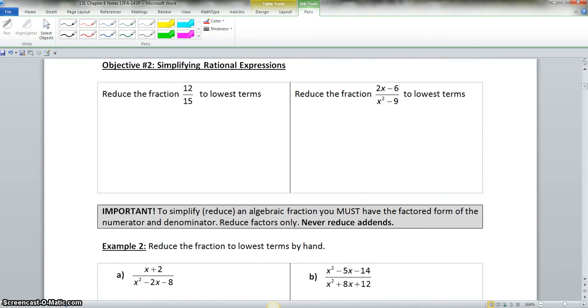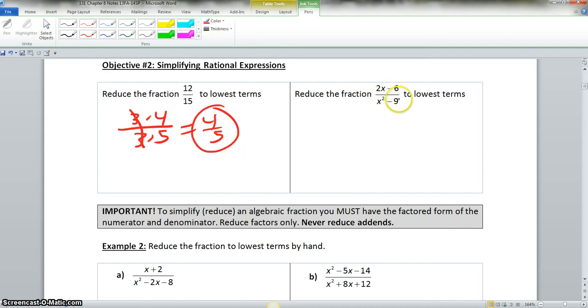Okay, so we go to objective 2. It says simplifying rational expressions. It says reduce the fraction 12 over 15 to lowest terms. Now we know we could break 12 down to 3 times 4 and 15 to 3 times 5. These 3's will simplify out and you're left with 4/5.